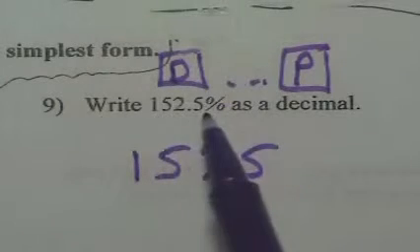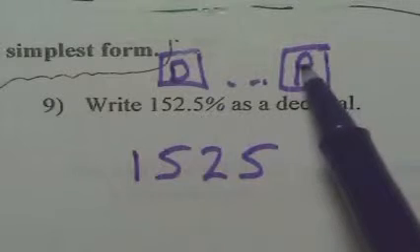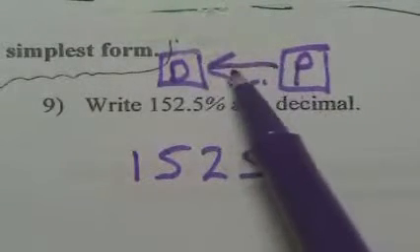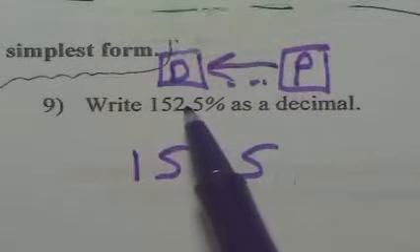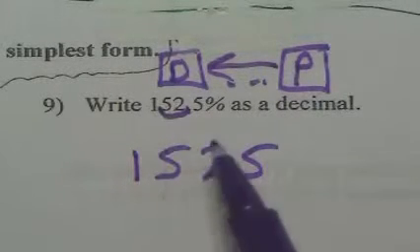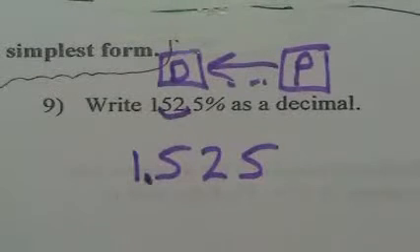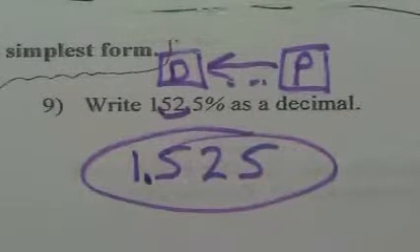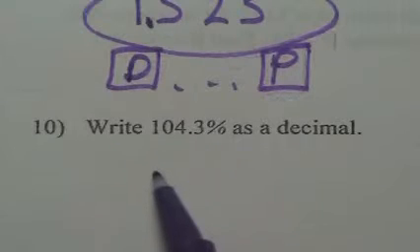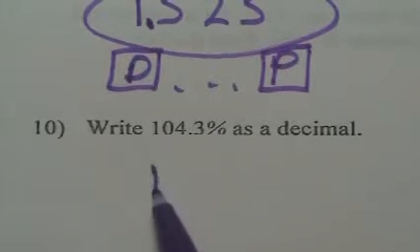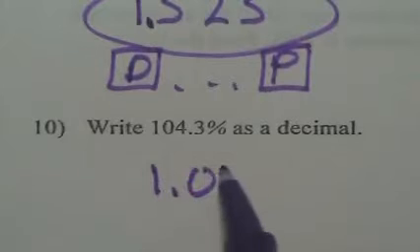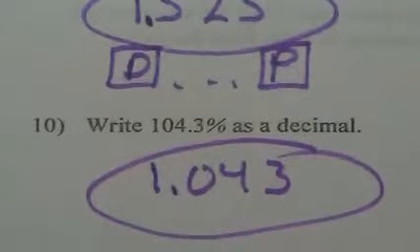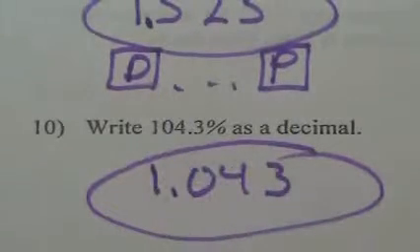Number 9, write the percent as a decimal. Okay, you have percent. You want to go to decimal, then you're going to have to go this direction, 2 spaces. So if the decimal's there, I go over 2 spaces. It's in between the 1 and the 5. I move it over 2 spaces. Same thing with number 10. Move it over 2 spaces, you should have 1.043. Move it to the left.